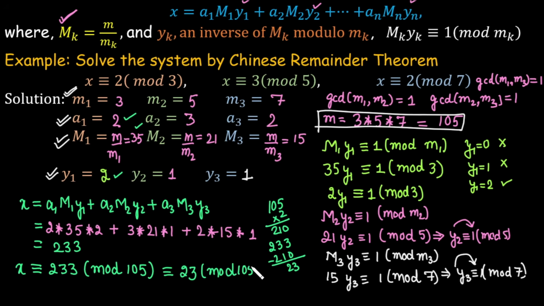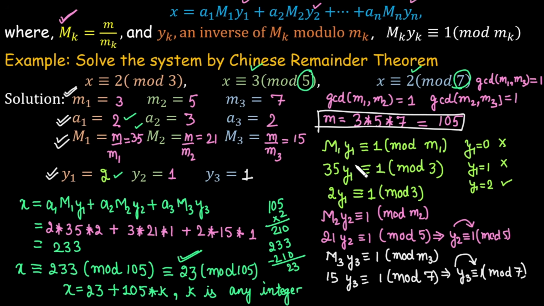Now check whether 23 is the solution of this system or not. X when divided by 3, the remainder is 2. Means when 23 is divided by 3, the remainder is 2? Yes. 23 when divided by 5, the remainder is 3. 23 when divided by 7, the remainder is 2. It means one of the solutions is x is equal to 23. And the rest of the solutions are always written in the form of plus divisor into some constant, that is k, as an integer. So this is how we need to apply the Chinese remainder theorem.